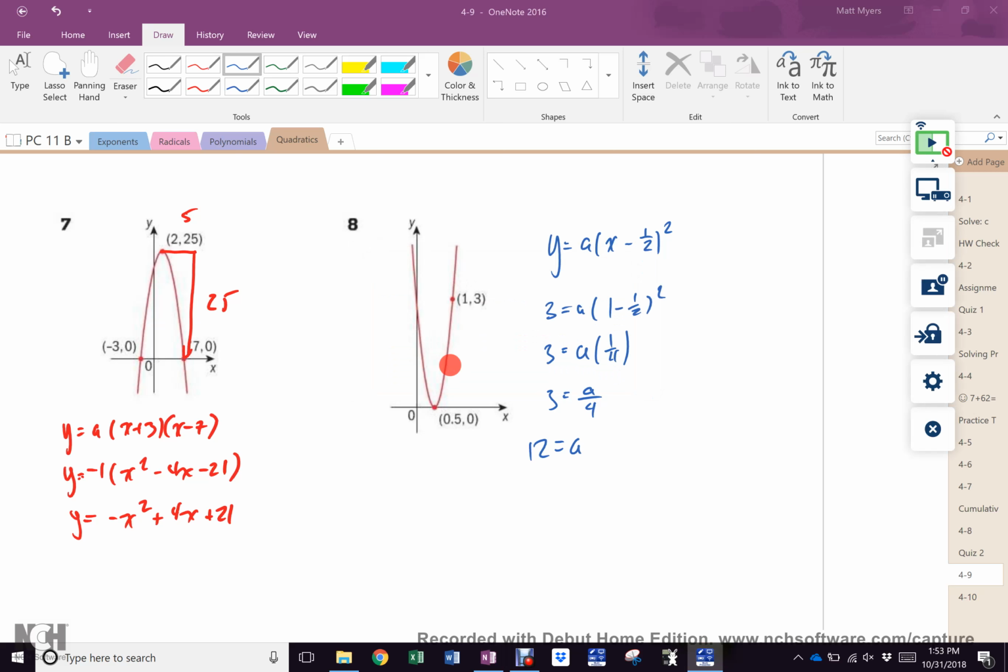That's a pretty big stretch, isn't it? From 0.5 over to 1, I went over 1/2, didn't I? If it was normal, I should go over 1, up 1, correct? If it was 12, I should go over 1 and up 12, yes? But I went over 1/2, so how far up should I go? 6. I went over 1/2 and I went up 3. Did I do something wrong here?